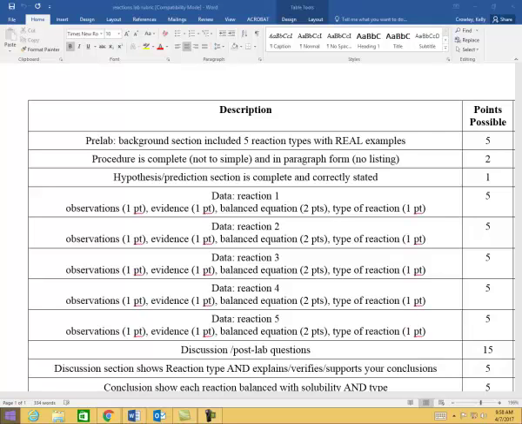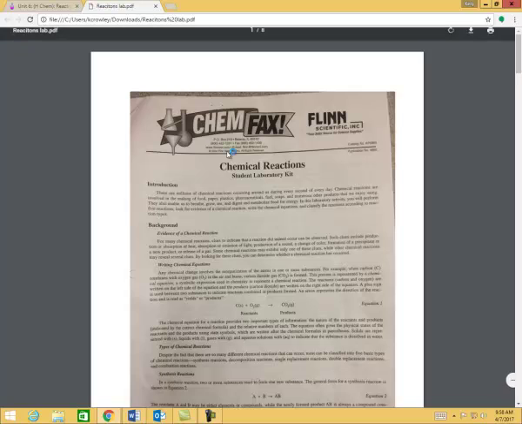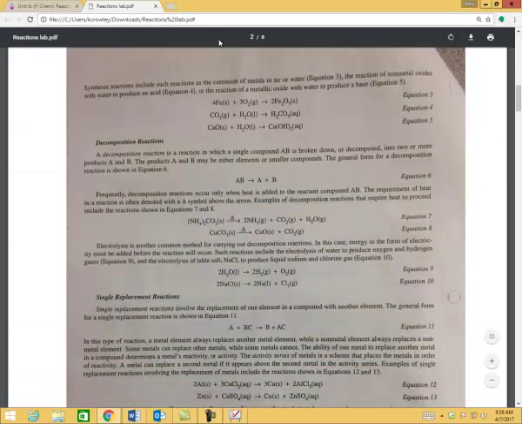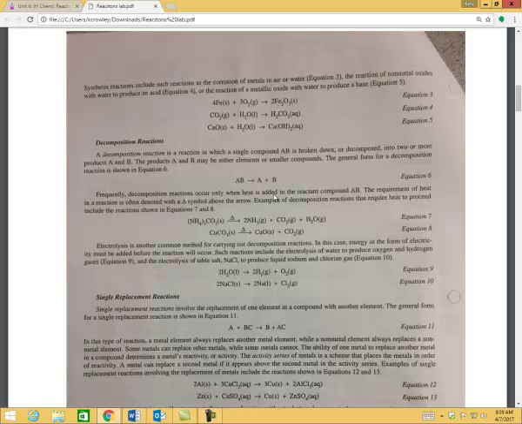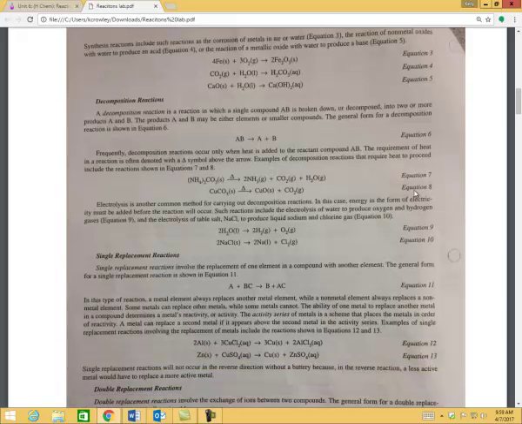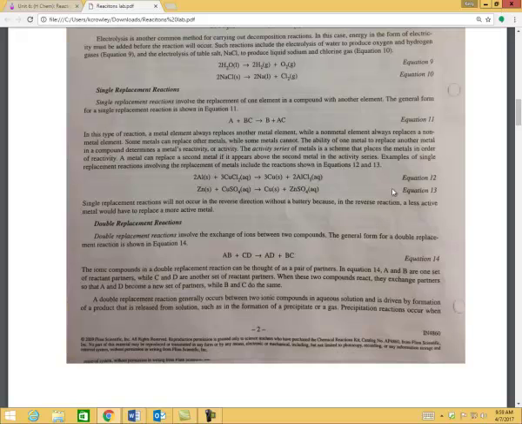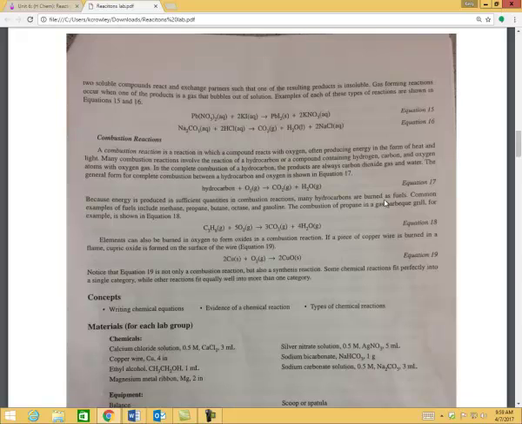On the lab handout itself, there were certain areas where they actually show you real examples of various chemical reactions. If you look at equations 3, 4, and 5, those are all examples of synthesis reactions. Then equations 7 and 8, those are examples of decomposition. 9 and 10, those are examples of decomposition. 12 and 13, those are examples of single replacement. And for double replacement, if you look at equations 15 and 16, those are great examples of double replacement.